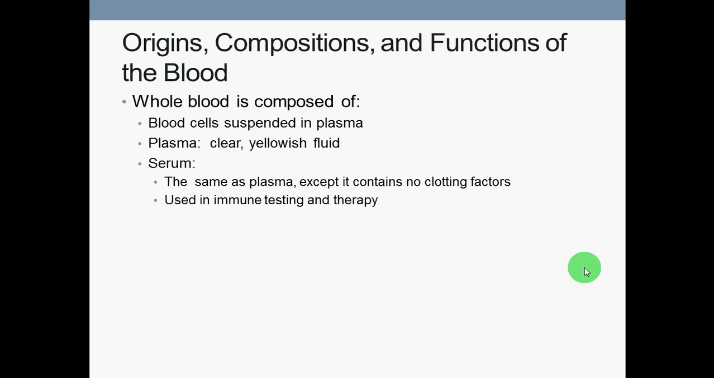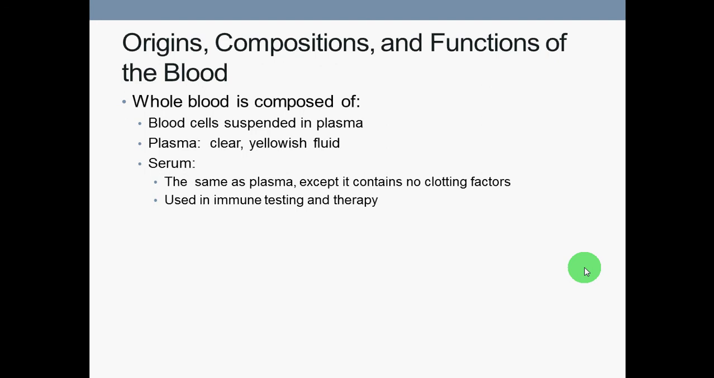Now that we've talked about the lymphatic system, let's talk about the blood system. And again, what I want you to keep in mind is what are the differences between the lymph system and the blood system. That includes its purposes and what they're made of. So let's first talk about the blood system by talking about what it's made of.